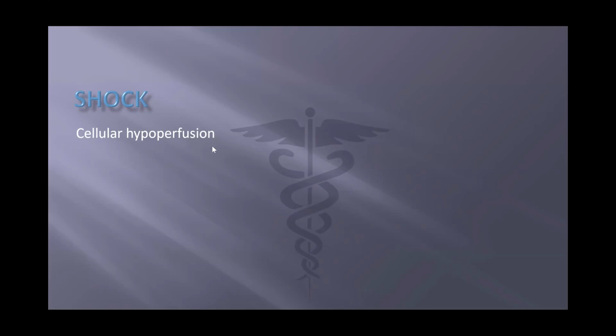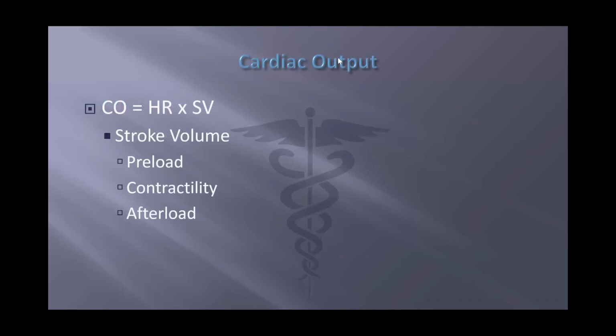The cells are not getting enough blood, therefore, they're not getting enough oxygen and glucose to create energy. So this is at the cellular level. When we think of shock, we first have to talk about cardiac output. What is the heart putting out in terms of blood flow to these different tissues? So cardiac output, simple equation: heart rate times stroke volume equals cardiac output.